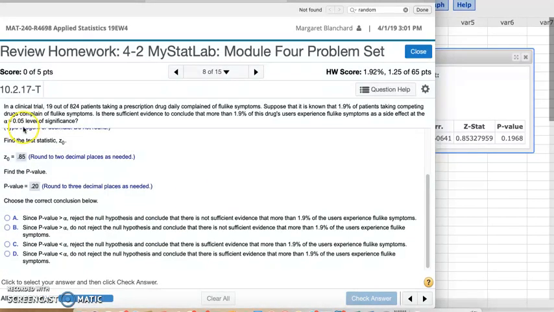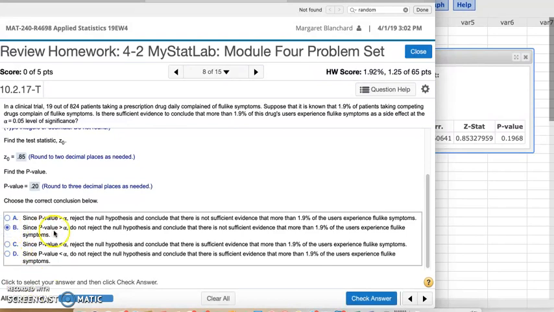All right, choose the correct conclusion below. Remember, our alpha up here is 0.05. So we know that our p-value is greater than alpha, which already knocks out options C and D. Remember, if our p-value is less than alpha, we reject the null hypothesis. Otherwise, we do not reject. In this case, our p-value is greater than alpha, so we do not reject the null hypothesis.